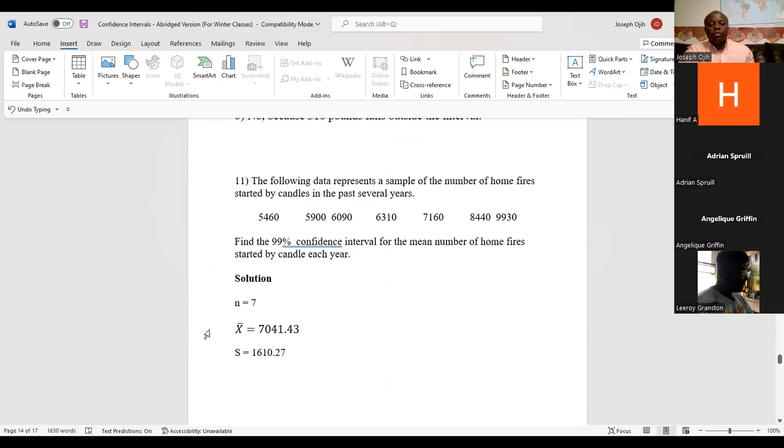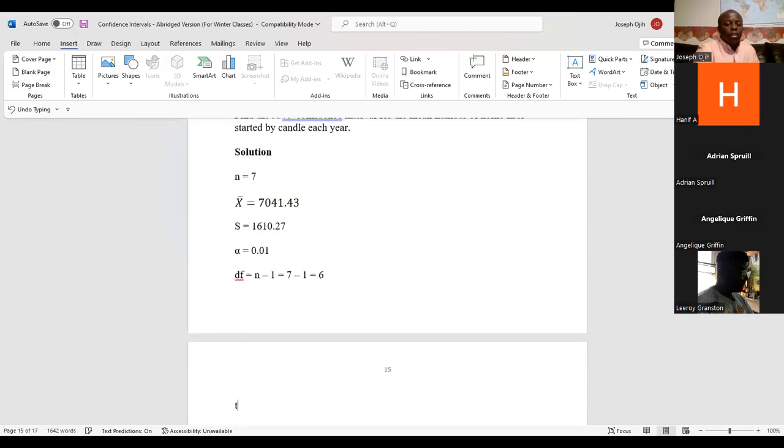Now let's find the alpha. It said 99%, so our alpha will be 1%. If it's 99%, our chance of being wrong is 1%, which is 0.01. So this is our alpha. Our N is 7 already. So the degree of freedom, DF, is N minus 1, which is 7 minus 1, which is 6.